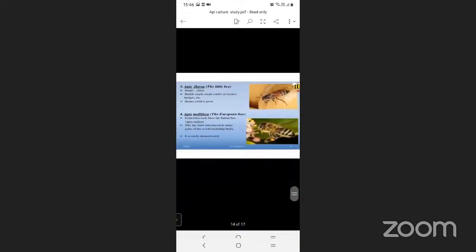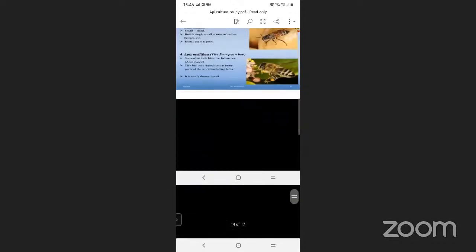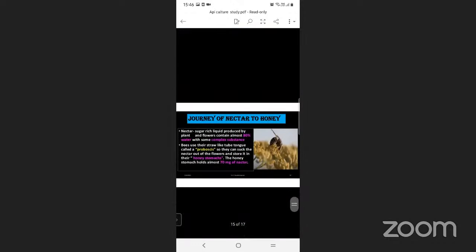Apis florea is a little bee, small in size, and builds single small combs in bushes, hedges, etc. Honey yield is poor. Apis mellifera is a European bee and somewhat looks like the Indian bee. The bee has been introduced in many parts of the world, including India. It can be domesticated.